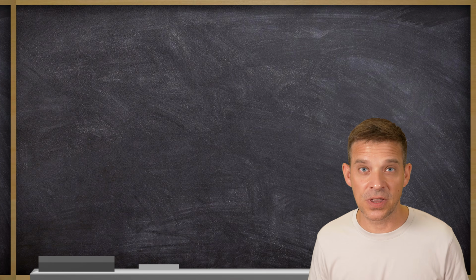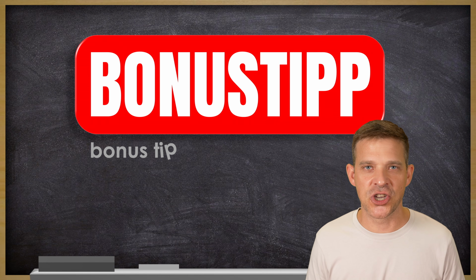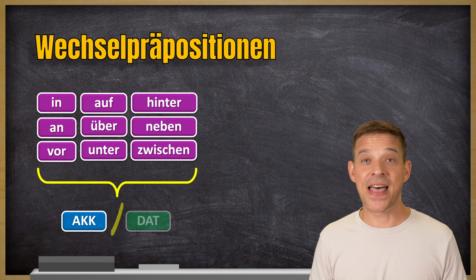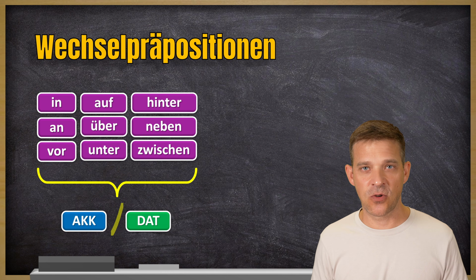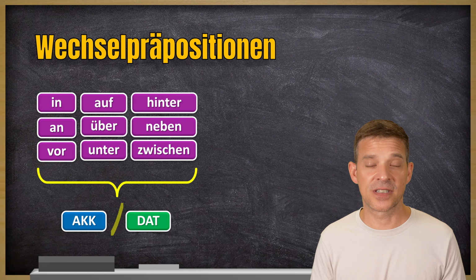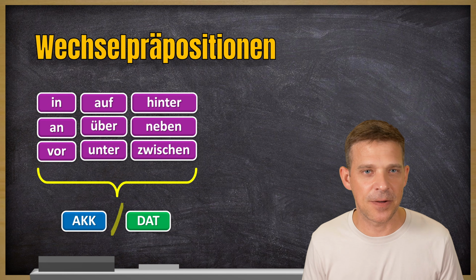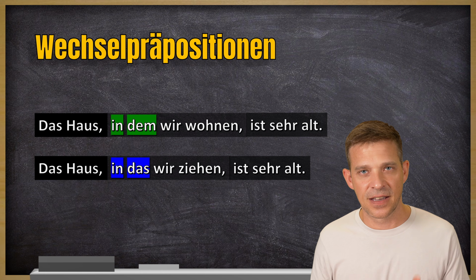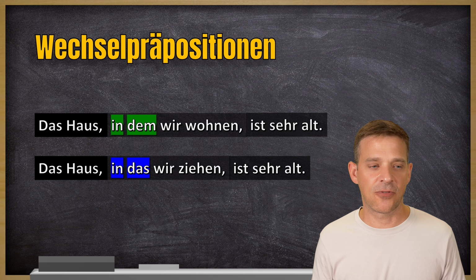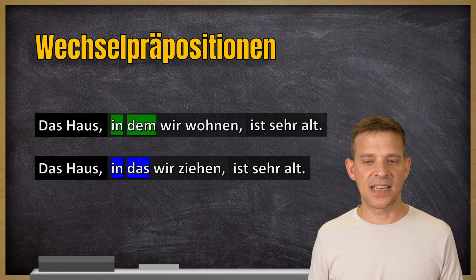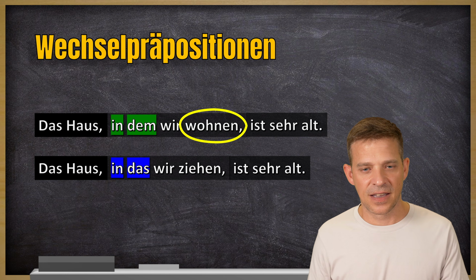Which brings me to the Bonustipp. Wechselpräpositionen. There are 9 Wechselpräpositionen. Just these 9 here, nothing more, nothing less. Those 9 Wechselpräpositionen, they can either take accusative or the dative case. Let's take the same examples we just had before. Das Haus, in dem wir wohnen, ist sehr alt und das Haus, in das wir ziehen, ist sehr alt.